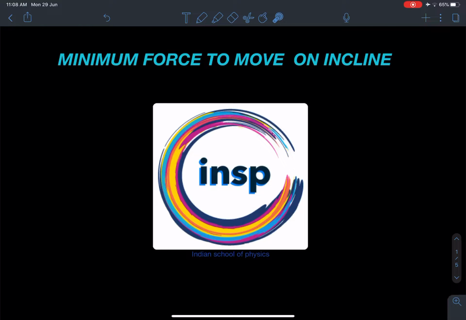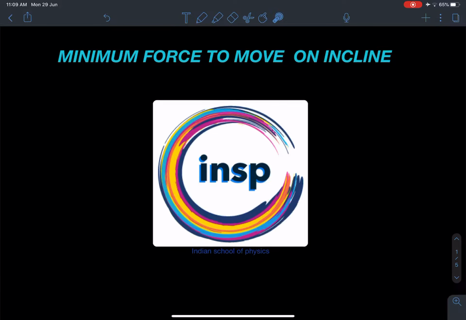So today I have come up with a new problem which is inspired from a problem of Irodov, and there the question was the minimum force required to move a block on a rough horizontal surface. So here a slight modification is there for the same problem, where we have to calculate the minimum force in order to move a block on an inclined plane, and it is a rough inclined plane. So here goes the statement of this problem.